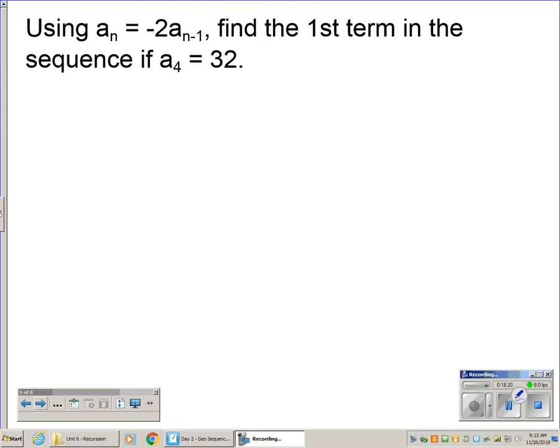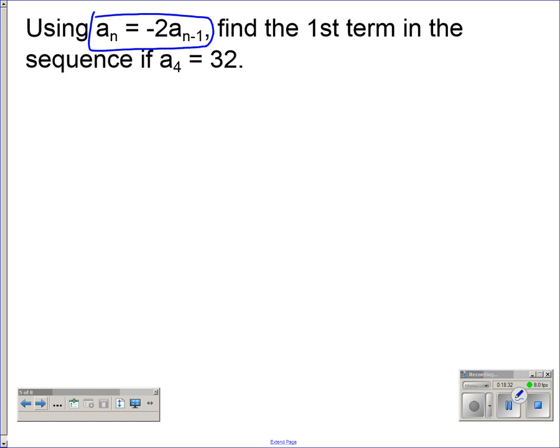All right, so the next problem is very similar to the one we just did for warm-up. It's a very common problem. This is really the only application where I would ever give you the recursive formula. It says using a sub n equals -2 times a sub n minus 1. That is your recursive formula. If you ever see the n minus 1, you should be thinking recursive. Really the only thing that's helpful for is telling us our pattern, in this case, our common ratio. So I can identify from this formula that r is equal to -2. So using that information, and the fact that a sub 4, our fourth term, is 32, find the first term.